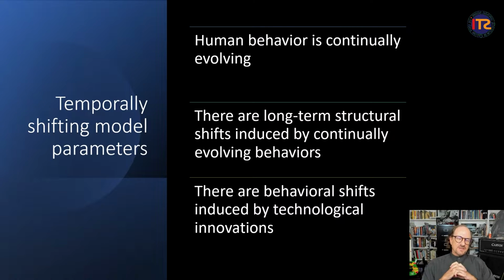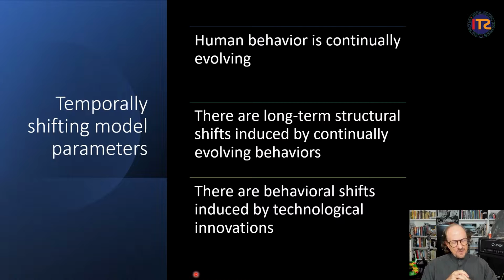So now let's move on to temporally shifting model parameters. The issue here is that human behavior is continually evolving, and this human behavior continually evolves for many reasons. There's just natural evolution with new technologies being introduced, not just in transportation, but societal effects and so on. And you can even view the pandemic as an evolution of human behavior. So there are long-term structural shifts that are induced by continually evolving behavior.